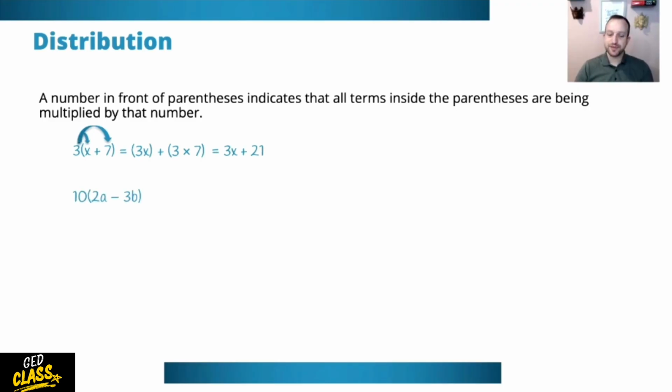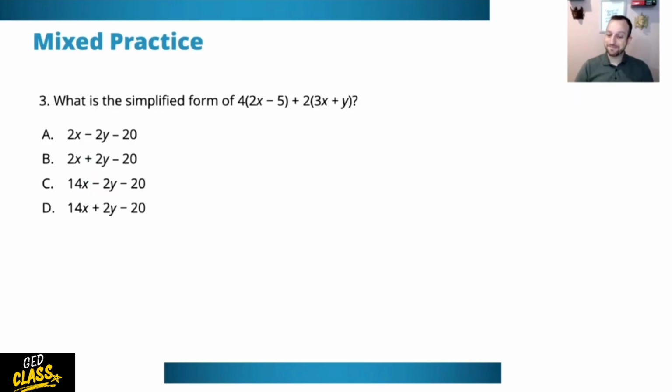Let's do another example. 2a minus 3b inside, and we're multiplying the whole thing by 10. Well, the 10 multiplies by the first, and the 10 multiplies by the second. That gives us 20a minus 30b. Now, this might not be a mistake that you often make, but it's a very common mistake to watch out for, especially as we get maybe 2 or 3 distributions in a problem and then have to simplify after. Maybe a lot like this problem. All right, take a minute and try number 3, and then we'll review the explanation.